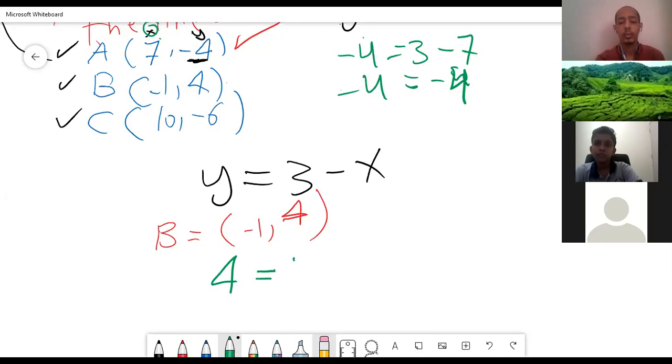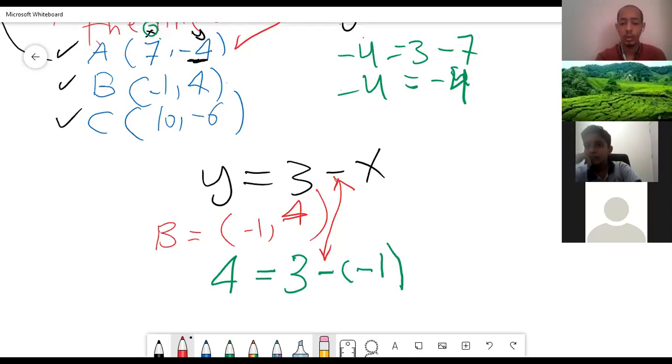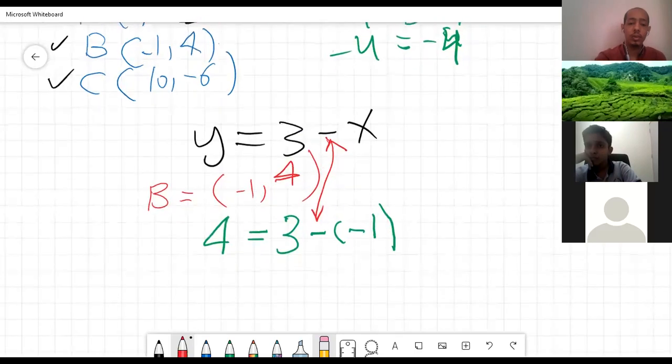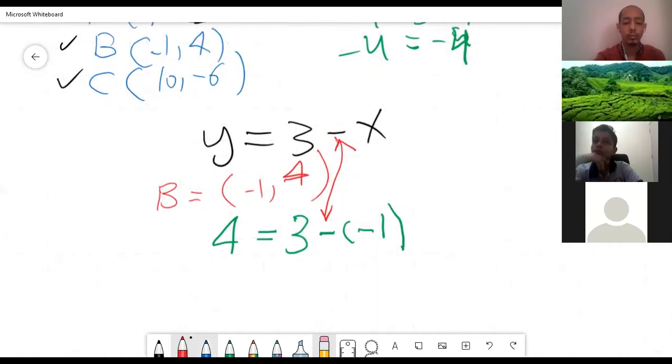Minus 1. What about the 3? 3 plus minus 1. We need to put it down as it is in the function, and the value of x is minus 1. Okay, finish the calculations. Finished, teacher.